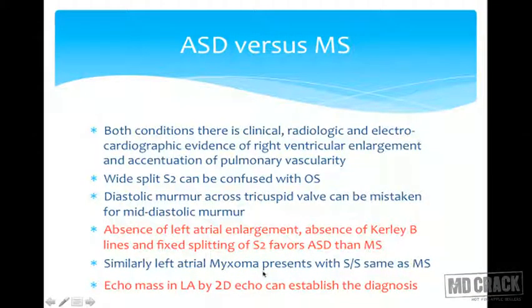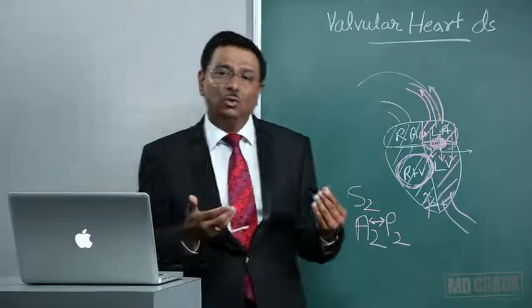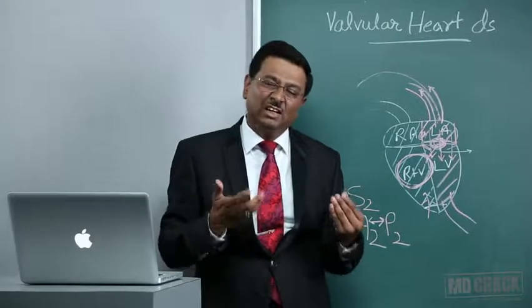Similarly, left atrial myxoma can also present with the same signs and symptoms as mitral stenosis. Importantly, with echocardiography, if you do 2D echo of the left atrium, you can see a left atrial mass in case of left atrial myxoma, which will not be present in case of mitral stenosis. So this is how you differentiate between two important clinical conditions.